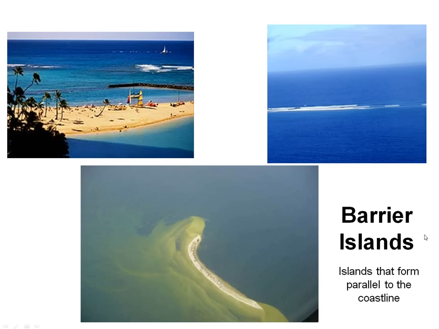Barrier islands are islands that form parallel to the coastline. They protect the land further in. They're nature's seawalls. And they work very effectively to protect the land, to protect the beach.